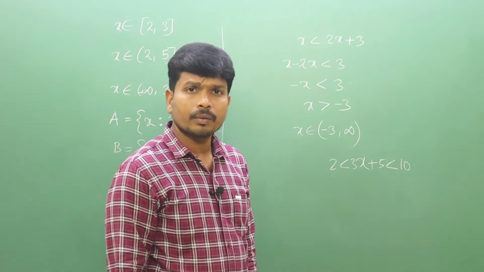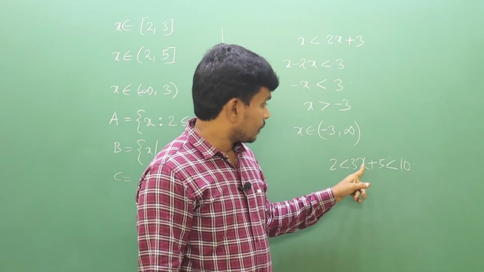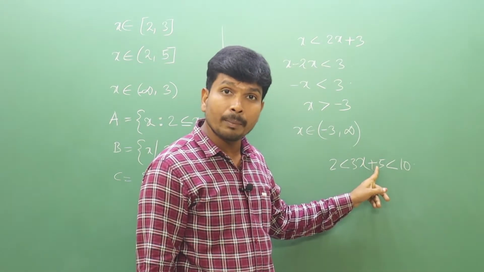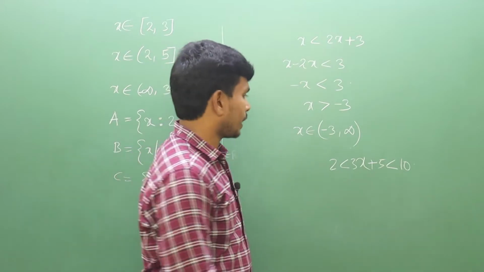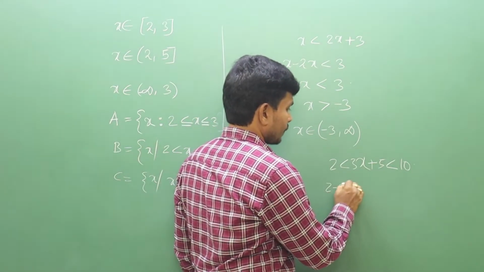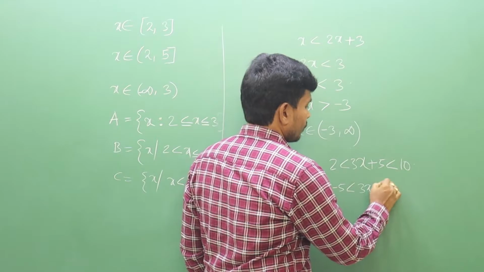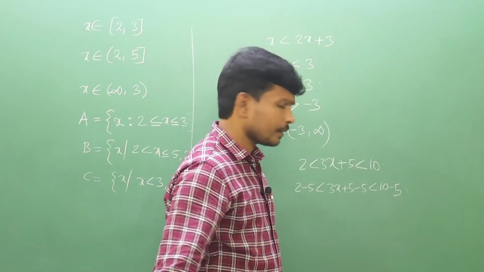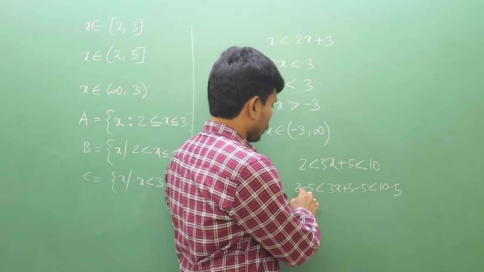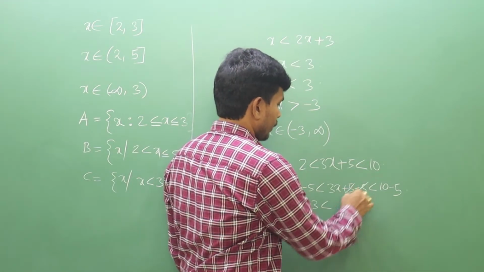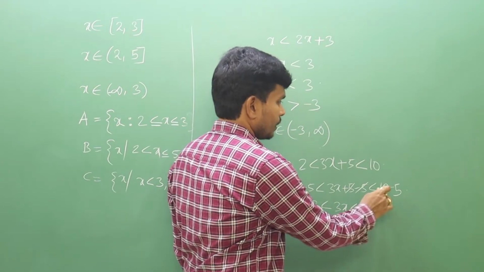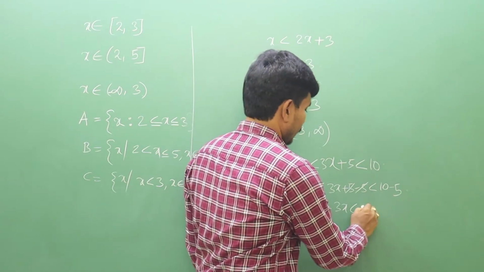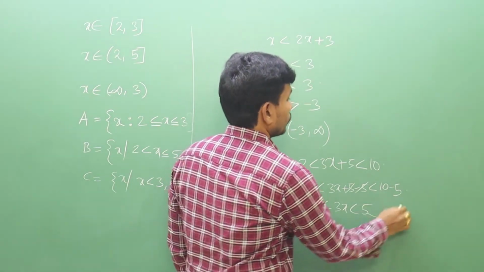How to find the x value? Here x must be alone, but here plus 5 is there now. How to eliminate the plus 5? By subtracting 5. See, 2 minus 5 less than 3x plus 5 minus 5 less than 10 minus 5. Easily we can eliminate. See now, 2 minus 5 how much? Minus 3 less than, 5 cancel, 3x less than 10 minus 5. What is the value of 10 minus 5? Yes, 5.